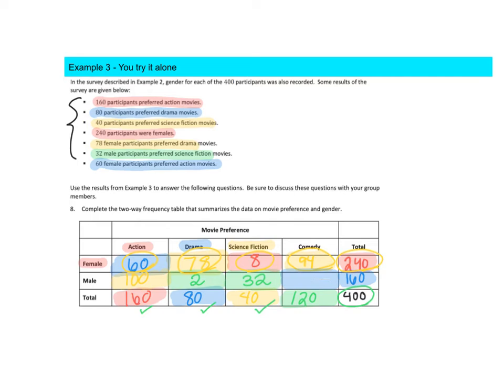How many males preferred comedy? You can do this a couple of different ways. You can look at your row and find the difference, or you can look at your column and find the difference. It's up to you. You're going to get the same answer no matter what. So if you found the difference between 120 and 94, you would have got 26. If you found the difference between 160 and you took away 100, you took away 32, you took away 2, you would have also got 26. Okay? Make sure you have all of this down. Let me know if you have any questions before we move on.